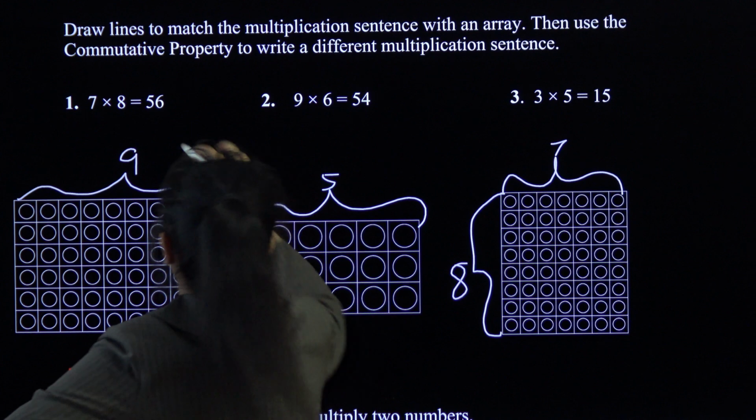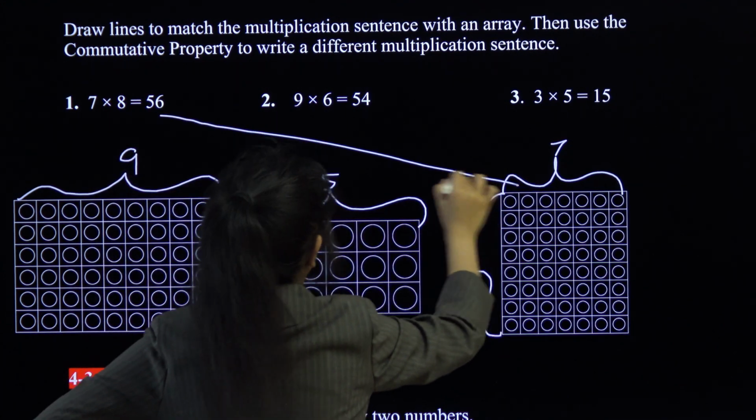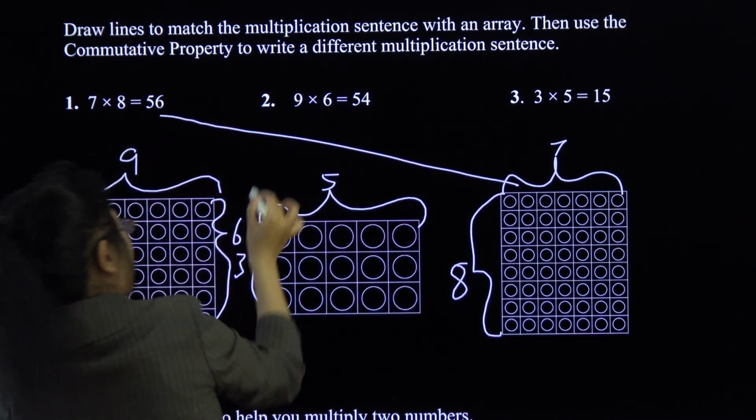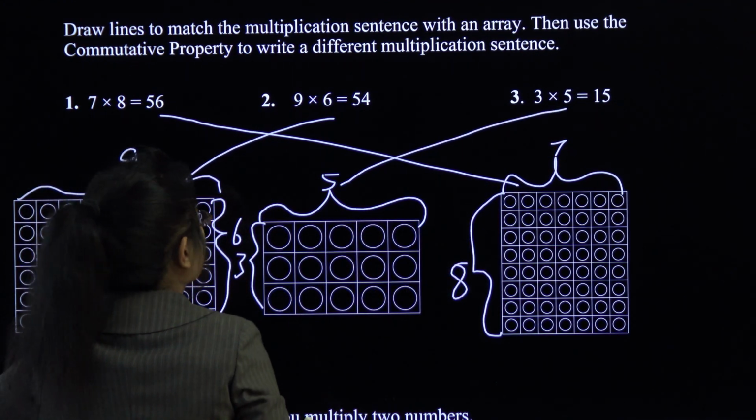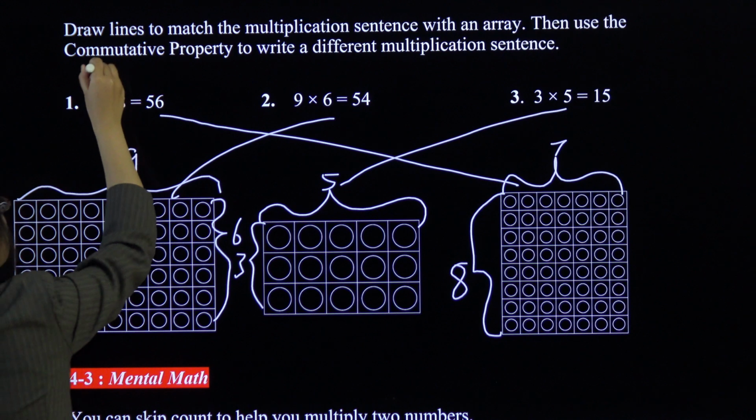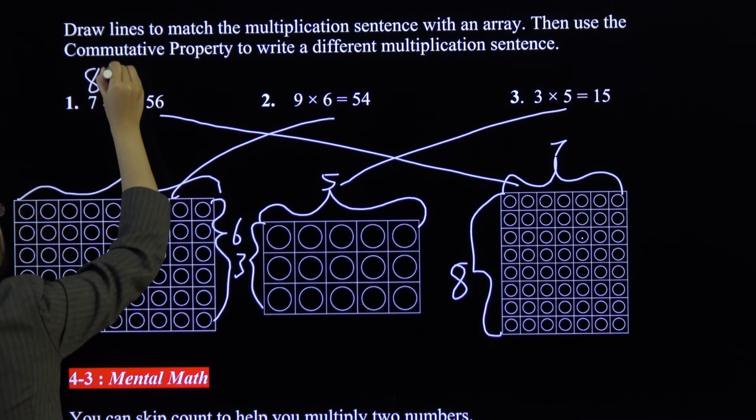Anyhow, so 7 times 8 is this one. 9 times 6, 9 and 6 is this one. And 3 and 5 is this one. To rewrite it, we just switch around the order.